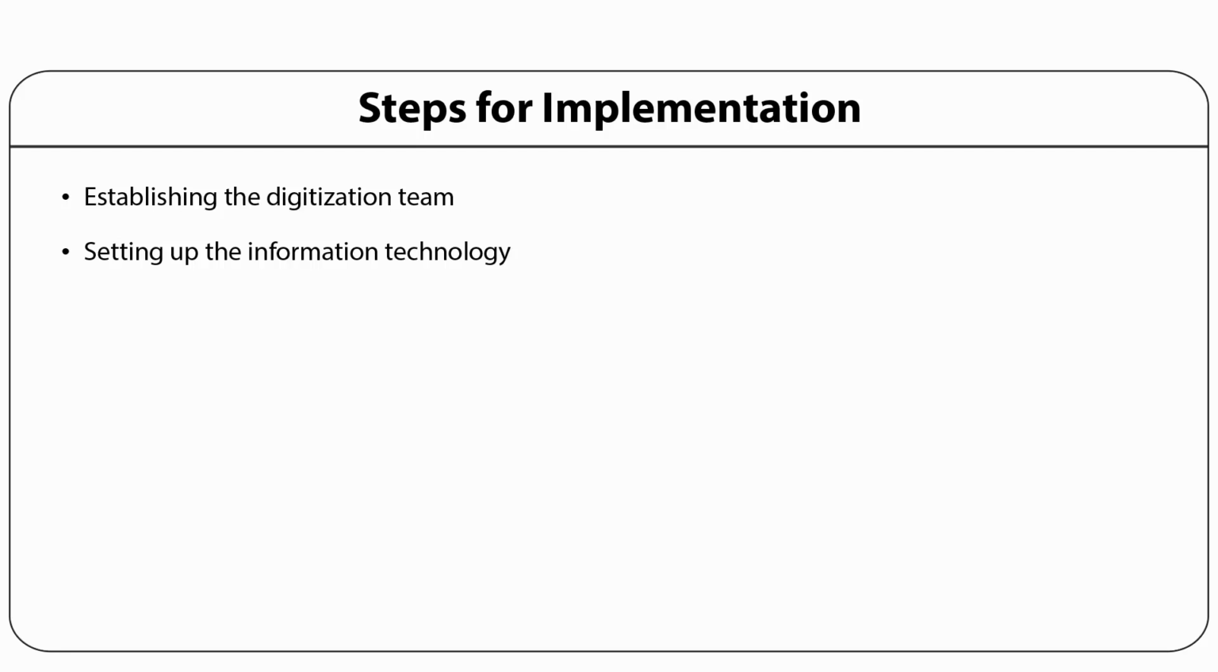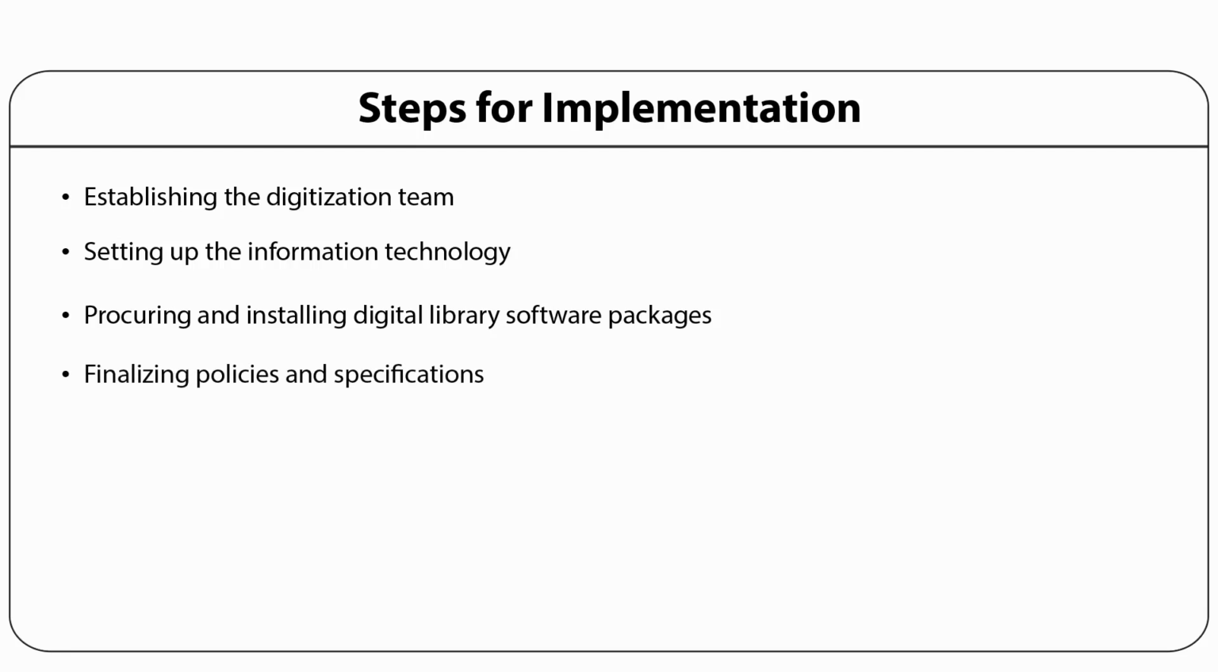The next one is procuring and installing digital library software packages, either commercial or open source. Here we need to decide whether it is commercial or open source software, and to install. Software like Greenstone digital library software, DSpace, whatever, according to your cost and the features, we need to select the software for having digital collections.